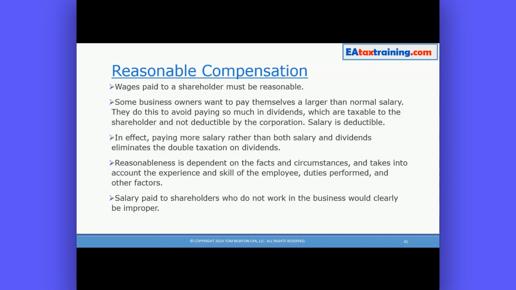Otherwise, the excess could be called a dividend by the IRS, which means it is not deductible by the corporation, and the shareholder still has to include it in their income.